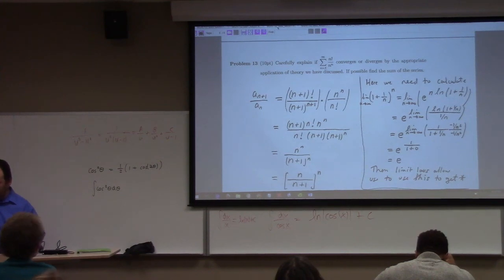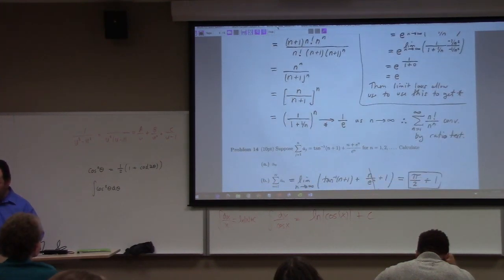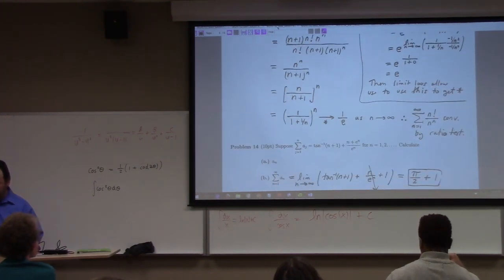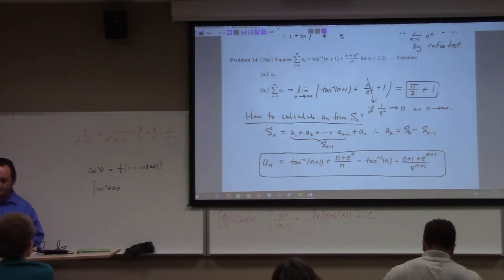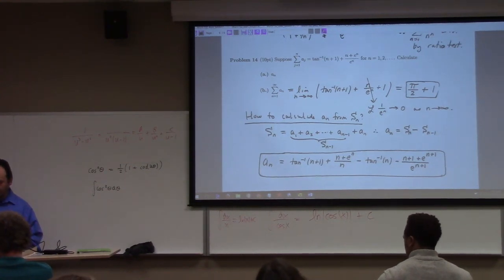This is a ratio test problem. All right, this will go on here. I want to get to the next test. We're running short on time here. Any questions yet about this before I do that, though? No? All right. Test 3.